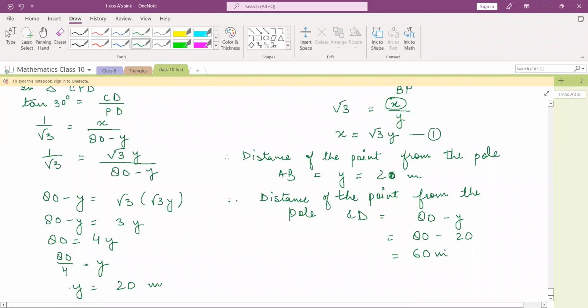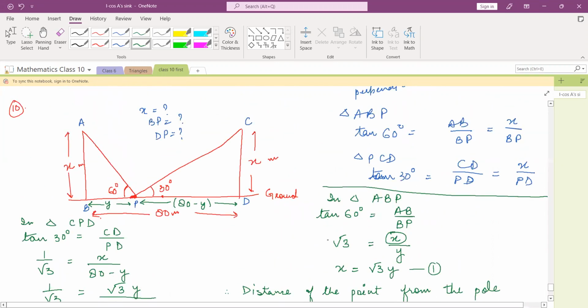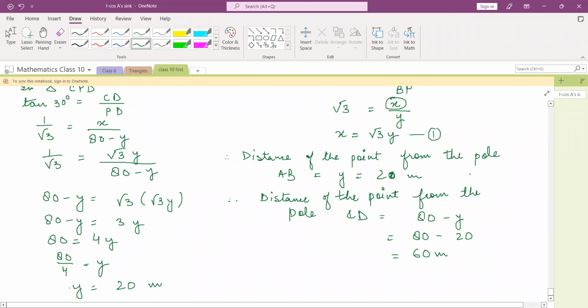So I have got the distance of the point from both the poles. Also, I want the height of the pole, which is x, right? So x I can find from equation number 1. Simply put the value of y here. Height of the pole is equal to x meter, which is under root 3 y meter from 1. You can write. Fine, Abdullah?